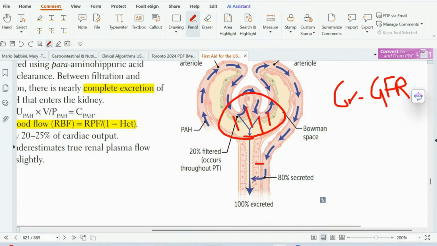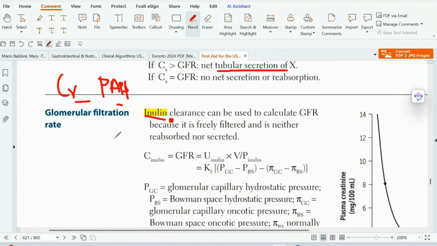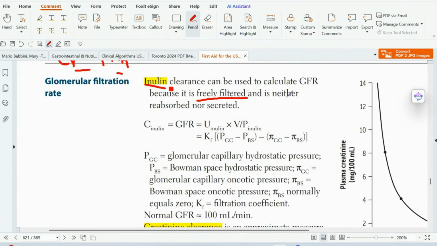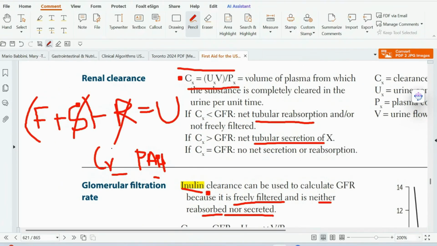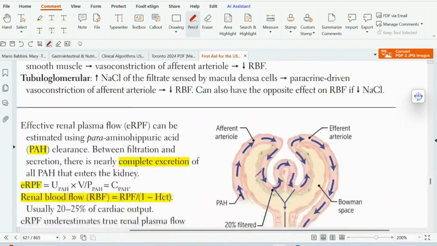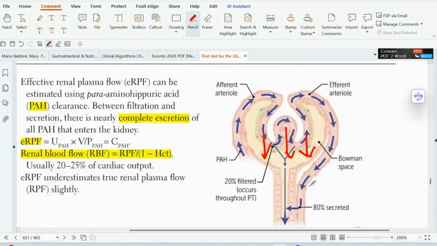Now, we came up with something called inulin, right? Inulin's properties: it is freely filtered and is neither reabsorbed nor secreted, which means both of these, this one and this one, are cancelled, basically, right? Inulin can only be filtered, which means it's even more accurate. If I go into this diagram, inulin, 100% filtration, right? And 100% filtration means a very accurate prediction of GFR. Does that make sense? Okay. So inulin, very, very accurate prediction of GFR, but I have to inject it into the person, I have to wait for them to filter it. Creatinine is just readily available.